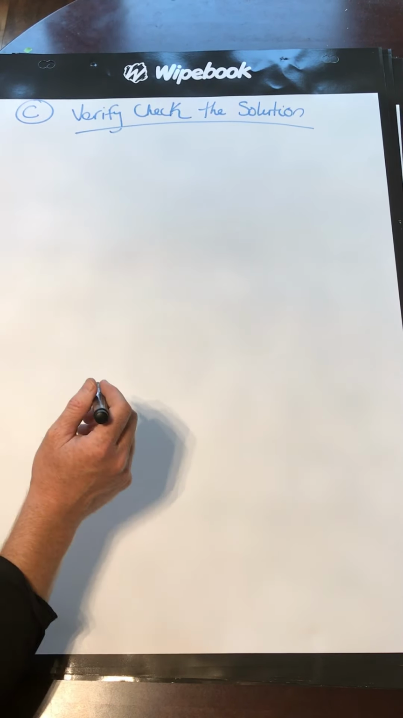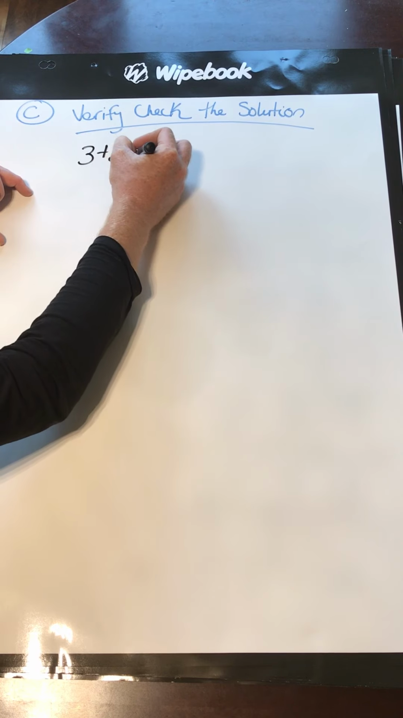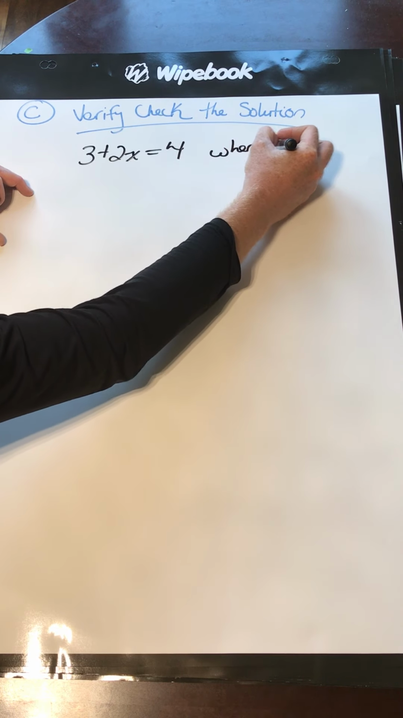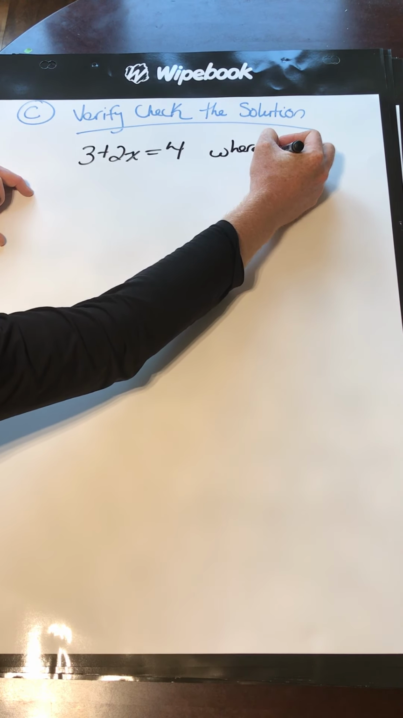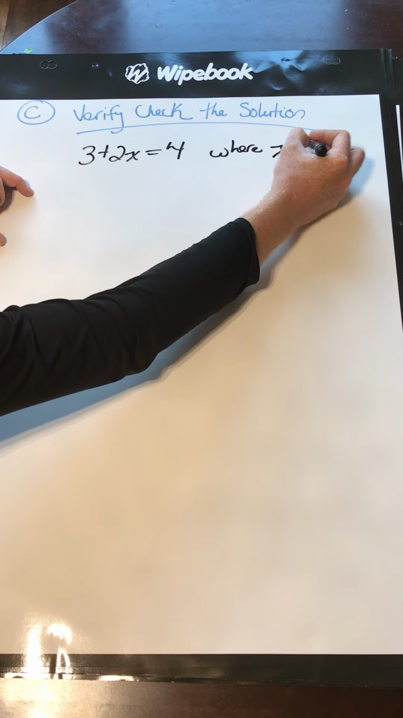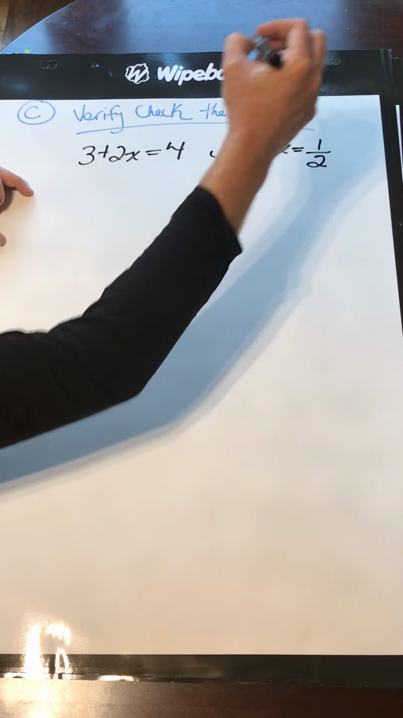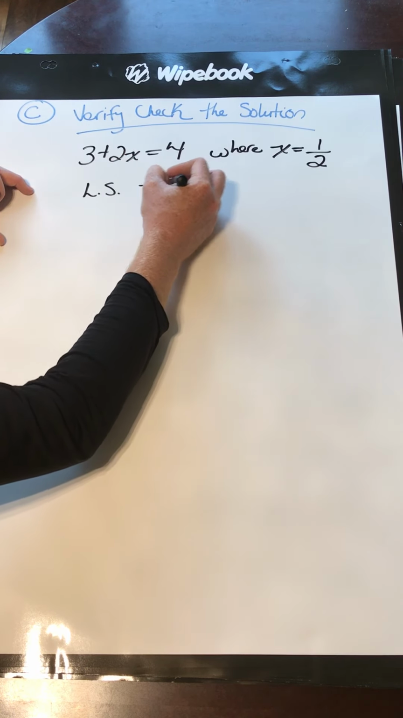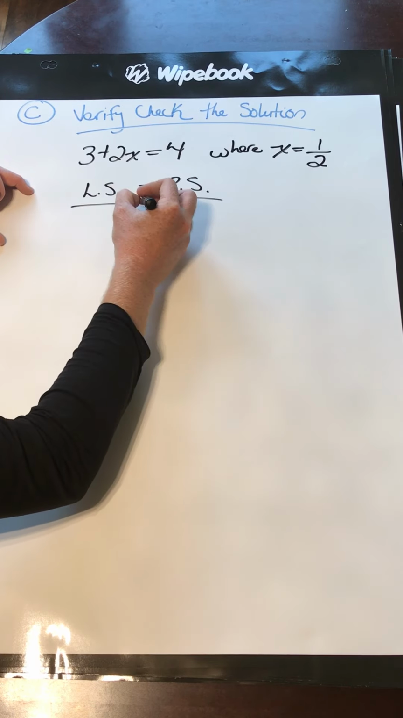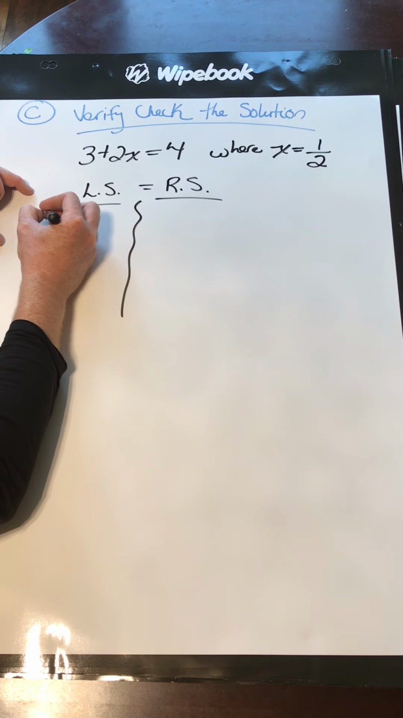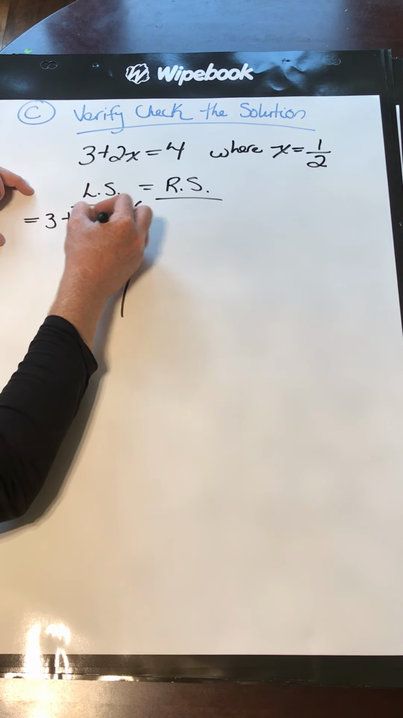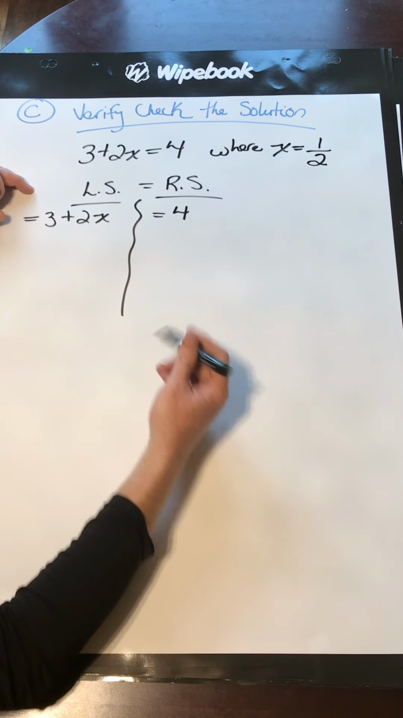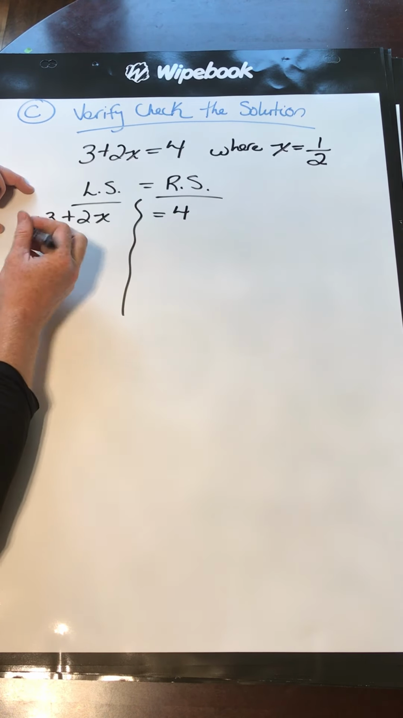So I write out my equation. 3 plus 2x is equal to 4, where x is equal to a half. And I put here left side is equal to right side. A little squiggly down the middle, and I write equals 3 plus 2x. And on this side I write equals 4. Well, I don't have to do anything on the right side because it already equals 4, so I'm just going to work on the left side here.